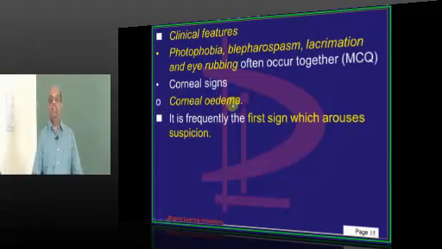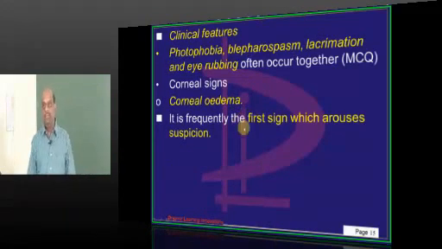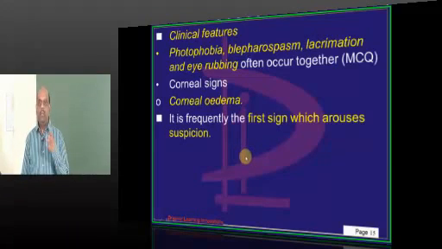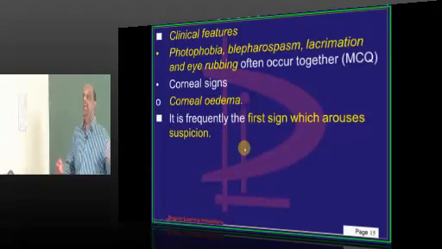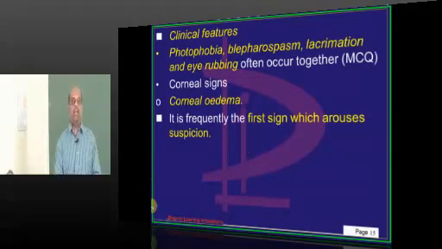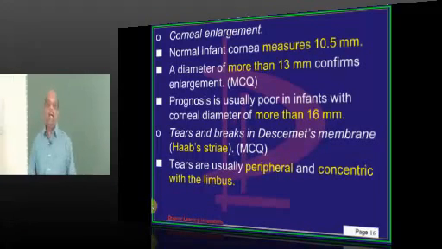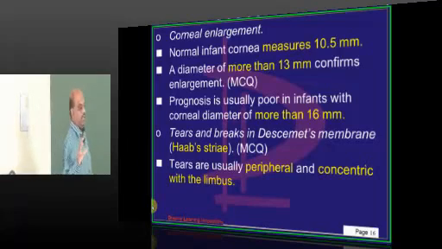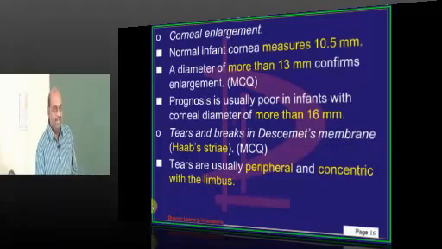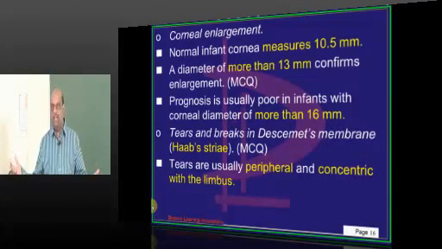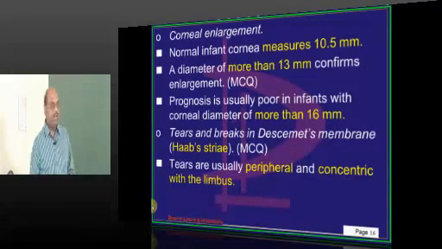Then are there any corneal signs in congenital glaucoma, doctor? Corneal edema is a very important feature because of the raised intraocular pressure, there is a development of corneal edema which will make the cornea become hazy in congenital glaucoma. Now enlargement of the cornea is the third important clinical feature in congenital glaucoma. Obviously the question comes, what is the normal corneal diameter? Enlargement of how much is called congenital glaucoma? Favorite MCQ of the examiner.